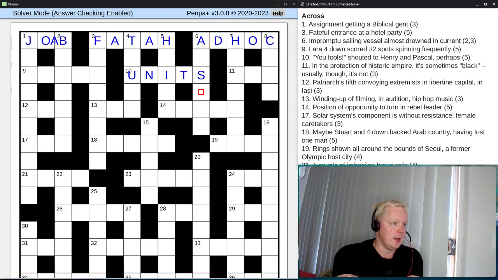Let's look at 11. In the protection of historic empire, it's sometimes black. Usually, though, it's not.